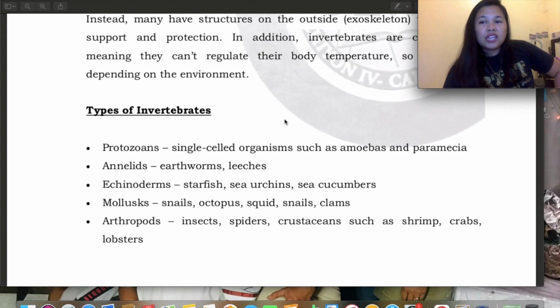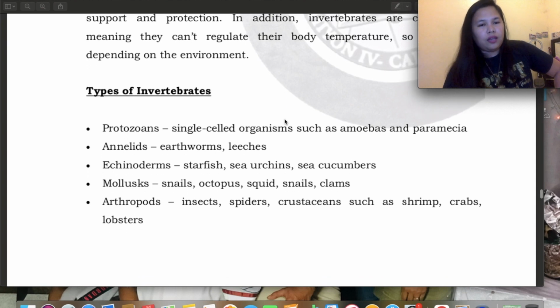Konti lang siya dito, pero kapag nasa college ka na, kung ang major mo ay biology, a doctor, very complicated yung sobrang dami ng types of invertebrates, yung mga animal kingdom, mga ganon. So, ito ay konti lang yung kinuha na types of invertebrates kasi ito yung common.